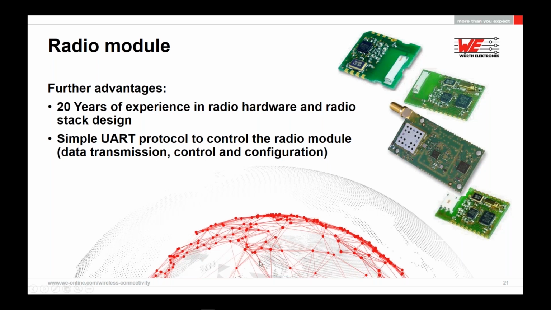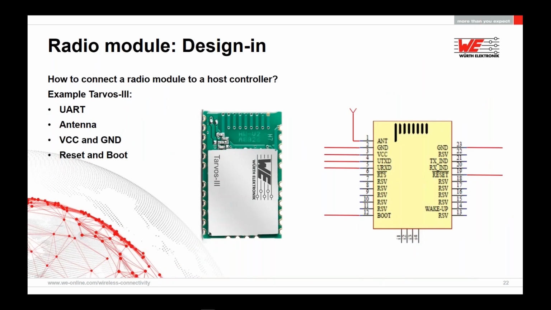Right, the simple UART protocol to control the radio module, which is the data transmission, control, and configuration. What do I actually need? If I want to include and implement a radio module, I need to design this into my system. And I put in 2 slides here of one of our latest modules, the Tarbus 3. Most important, you'll see, is the actual VCC and ground. Connect those, plus the antenna and 2 lines for data input, the UART input, which is the TX and RX lines, and that is about the minimum we need.